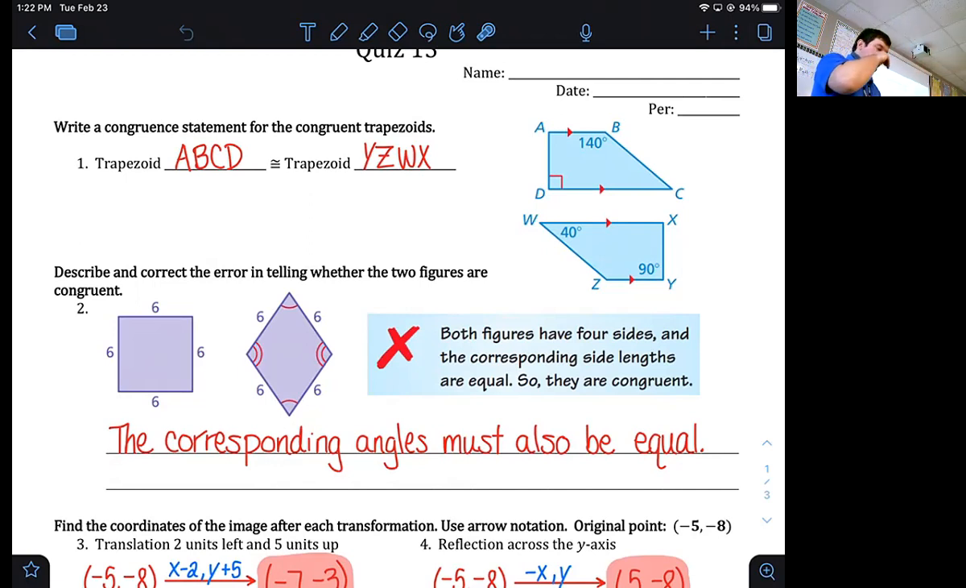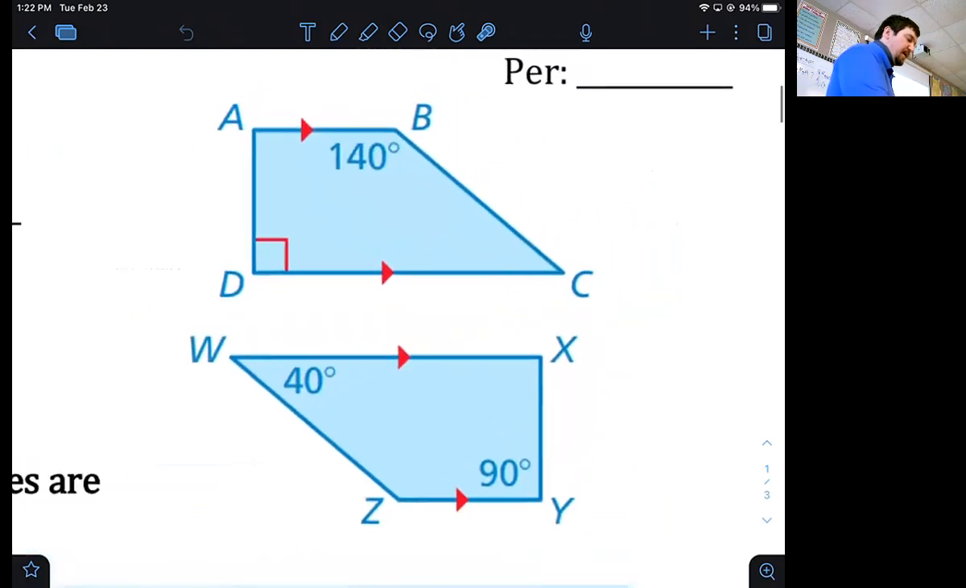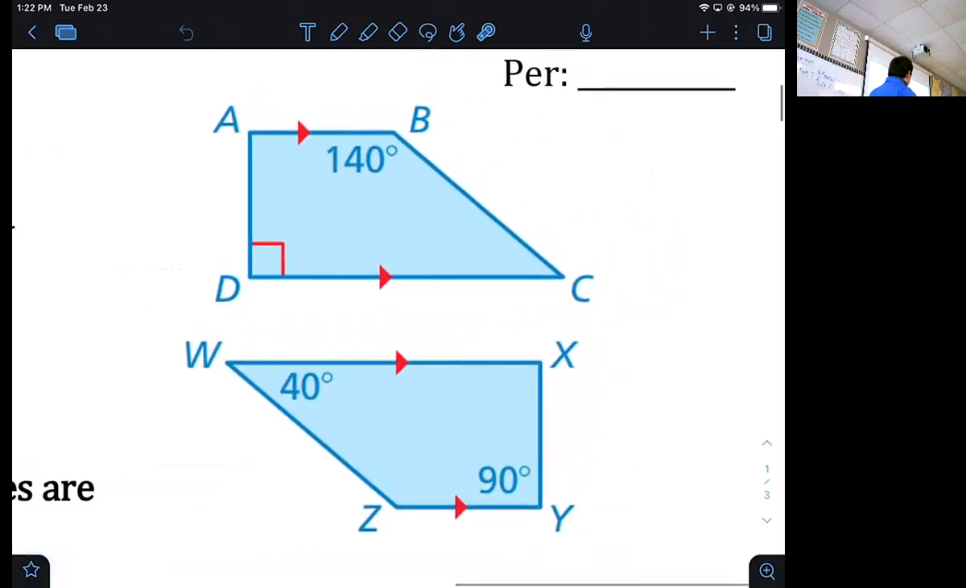A lot of you didn't use the word corresponding. I had a lot of people write that the angles have to be the same. I gave you credit for it, but that's not technically right. The angles don't have to be the same. The corresponding angles have to be the same. For example, to say that the angles have to be the same for these 2 shapes to be congruent makes me think that to be congruent, all angles have to be equal, and that's not true.